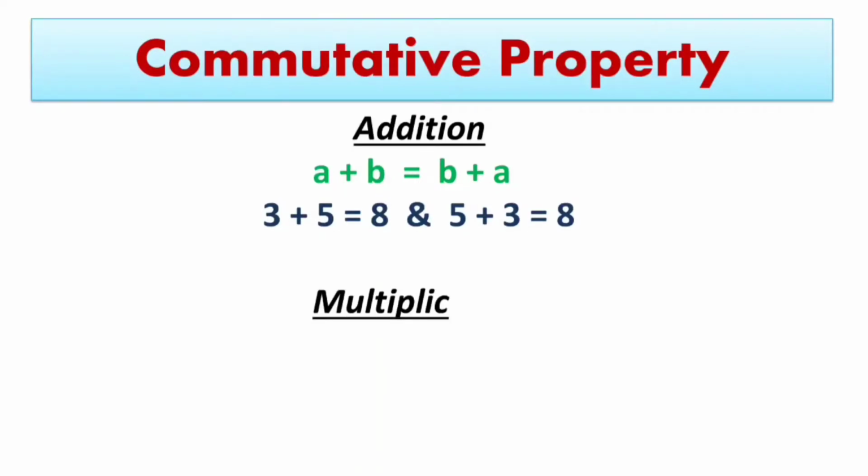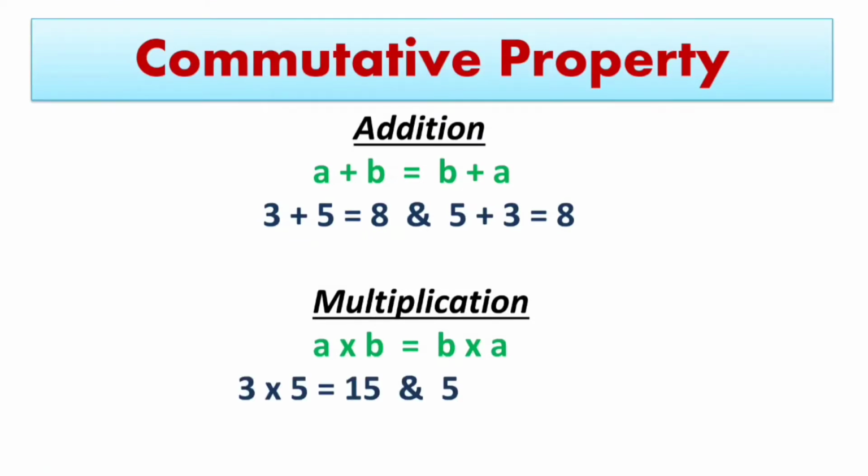For multiplication, in commutative property, A multiplied by B equals B multiplied by A. That is 3 multiplied by 5 equals 15 and 5 multiplied by 3 equals 15. That means in commutative property, sum and product is the same regardless of the order in which the numbers are placed. The next one is associative property.